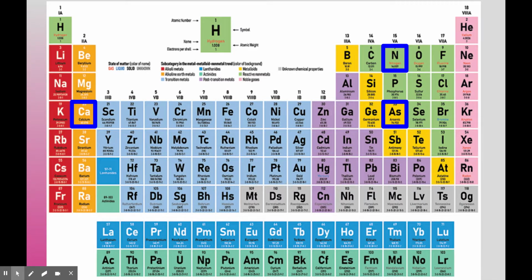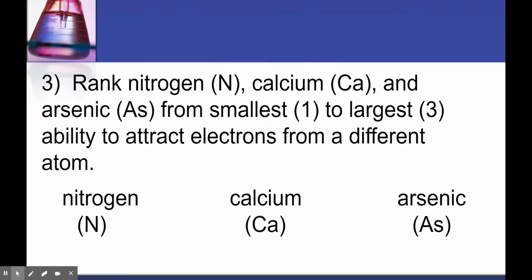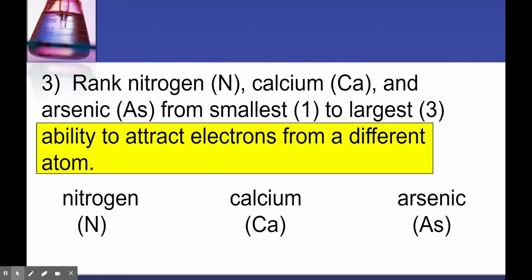Here we're going to compare these 3 elements. Again, notice that we have calcium and arsenic in the same period, and we have nitrogen and arsenic in the same group. So we're going to rank nitrogen, calcium, and arsenic from smallest to largest, relating to their ability to attract electrons from a different atom. That ability to attract electrons from a different atom is really that force of attraction, but for another atom's electrons. And that's what we measure with the electronegativity.